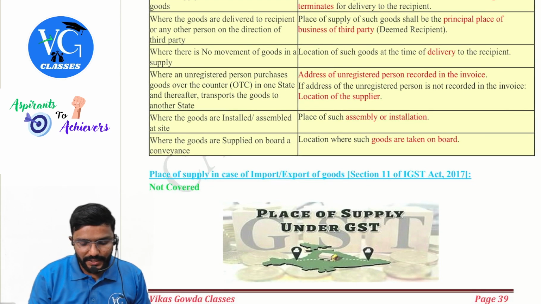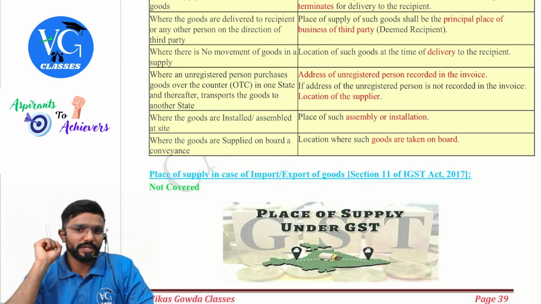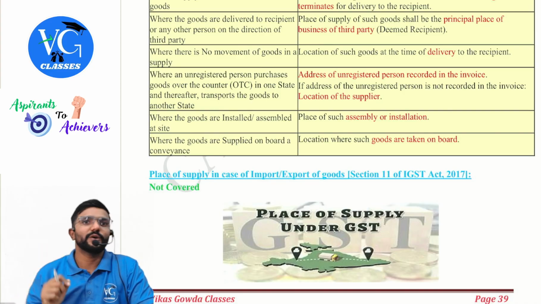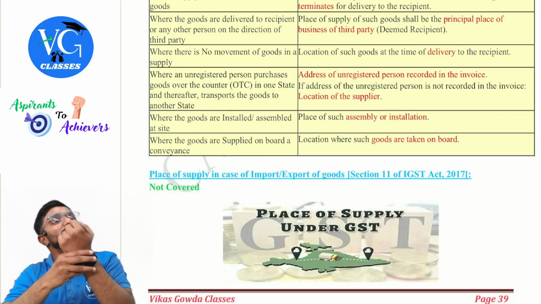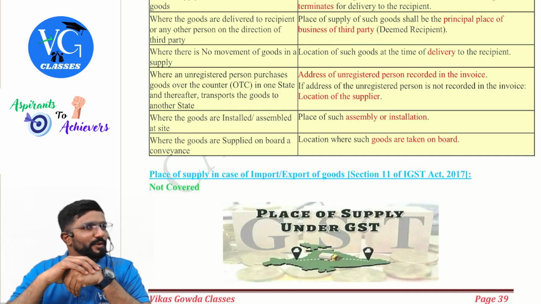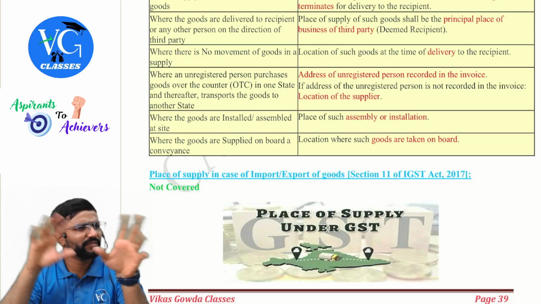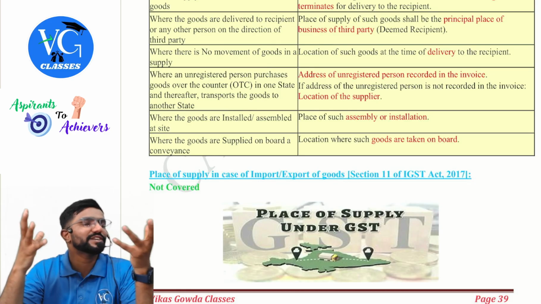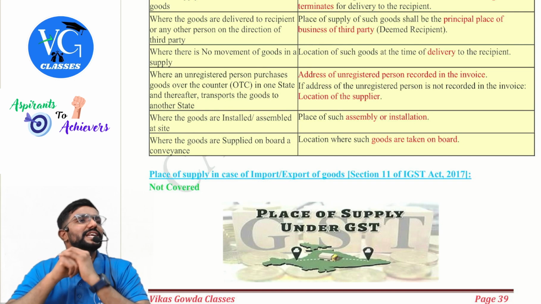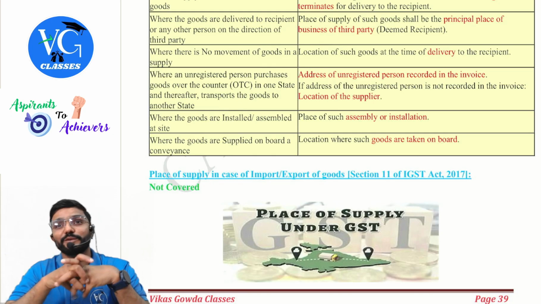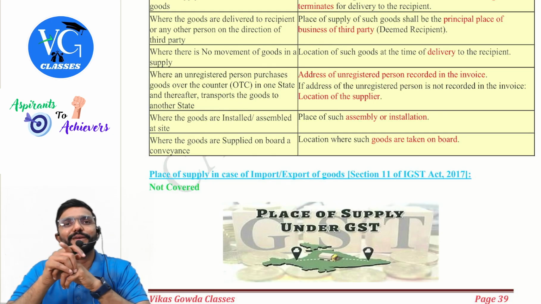Next, where the unregistered person purchases the goods over the counter, that is OTC, in one state and thereafter transports the goods to another state. Now, especially this was tackled for the people who take advantage of the lower taxes. You guys would have observed cars. In Puducherry, the car registration is lower. So many people from different states go there, purchase the car, register it at some address there and use it here. Why, sir? Because the road tax is less. For small cars it may not matter, but for luxury cars, the road tax will be huge. They can save a good amount of money.